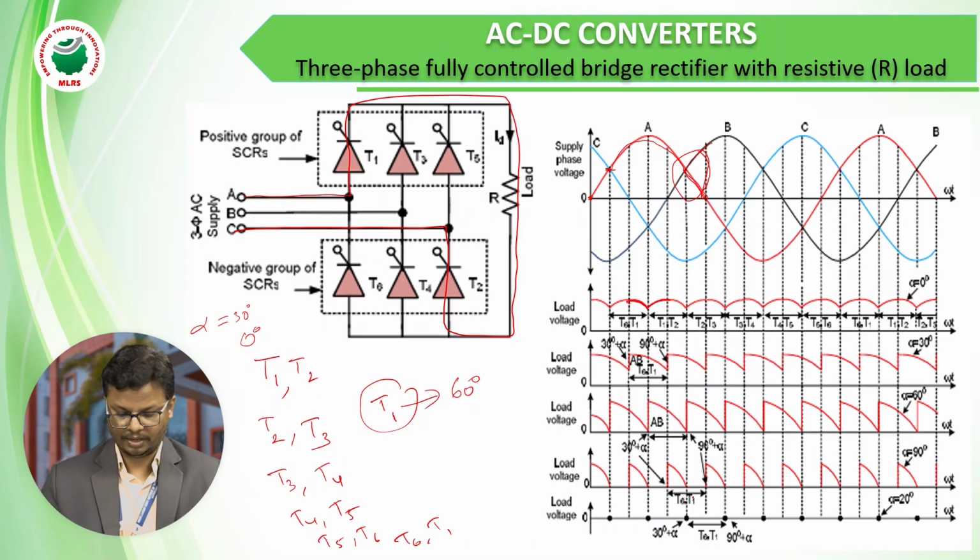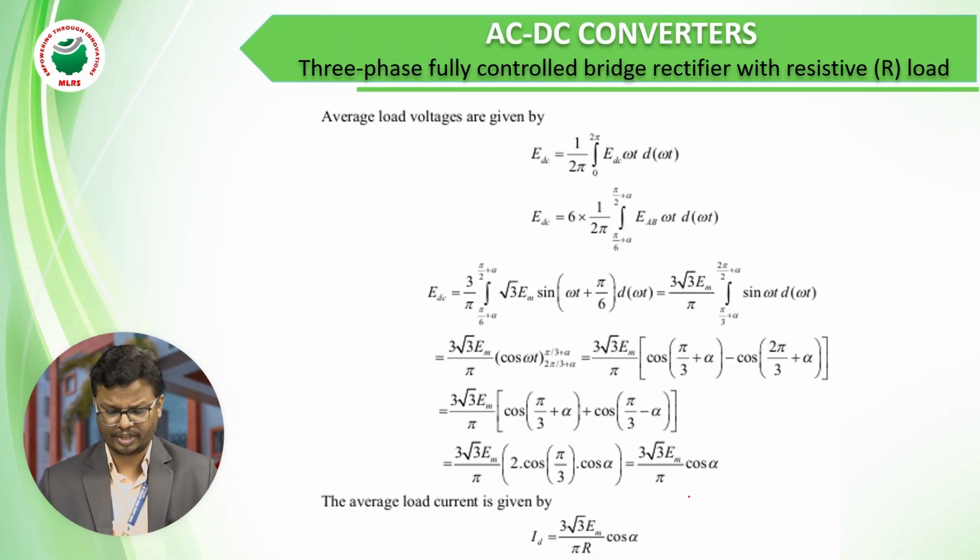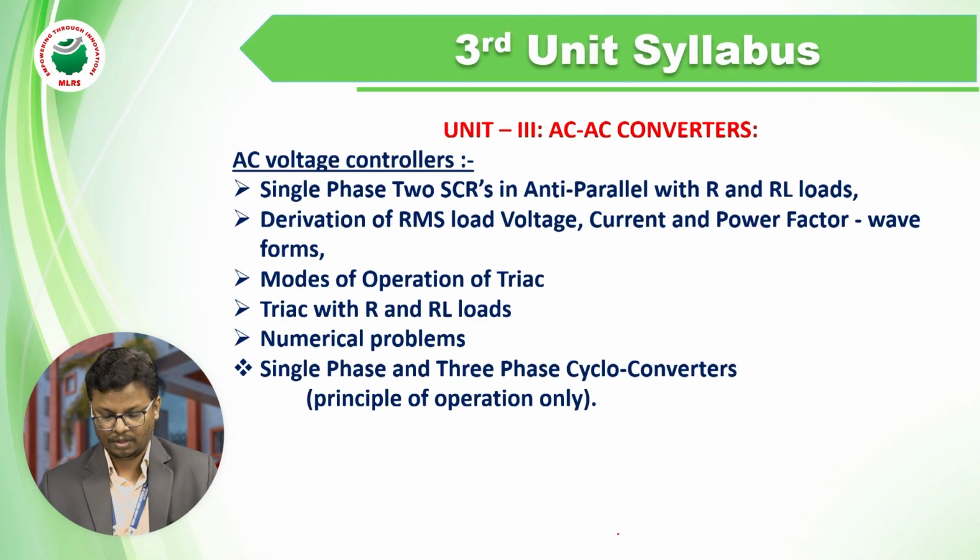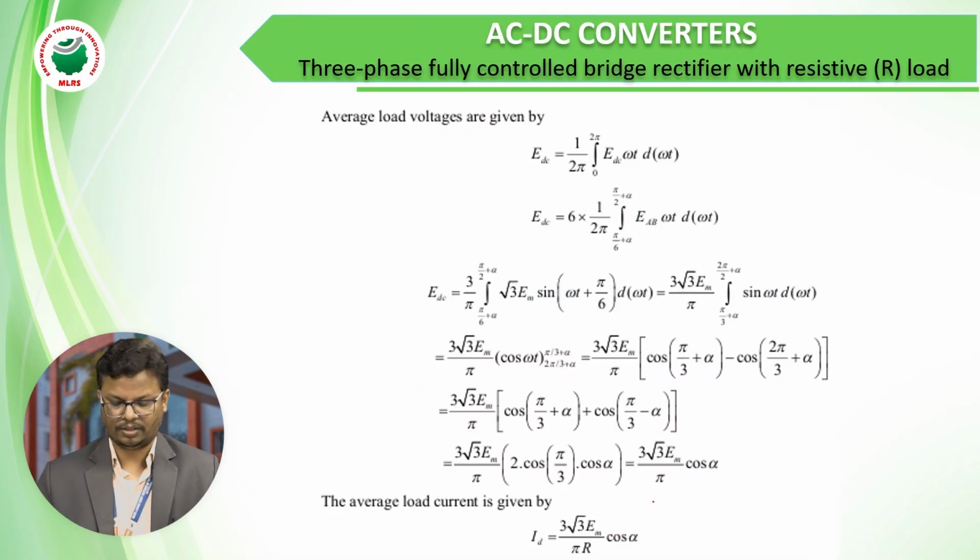And this is the derivation. Here we have the average load voltage derivation. Lastly we get the average load voltage equal to 3 root 3 times the peak voltage, which we denote as E. So V average is 3 root 3 E by pi cos alpha. And the average load current, we know, ID is equal to V average by R. So that is 3 root 3 Em by pi R into cos alpha. So this is the three-phase fully controlled bridge rectifier with resistive load.